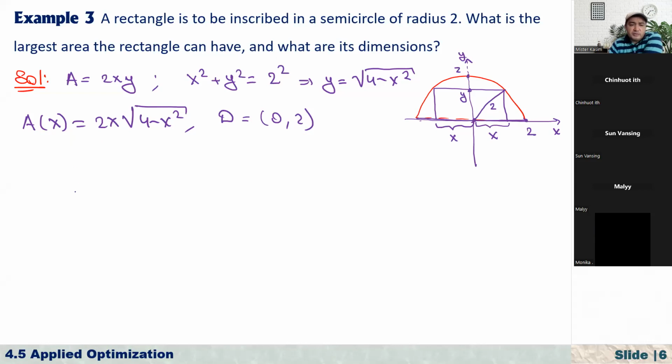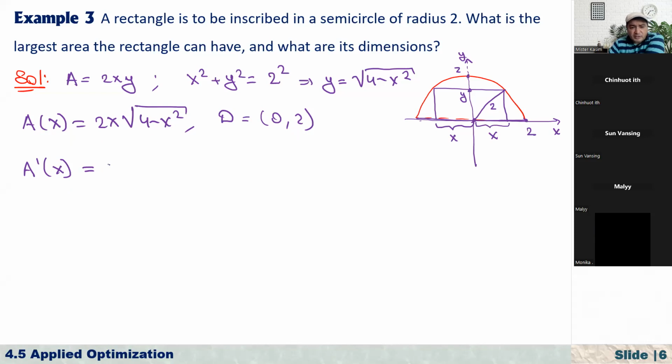Now to do this one, we are going to use the first derivative test to find the critical point, because if it has a local maximum or minimum in the interior point of this domain, it must occur at a critical point of the function. And what is the critical point of the function? It is the value which satisfies this equation: the derivative should be equal to 0.